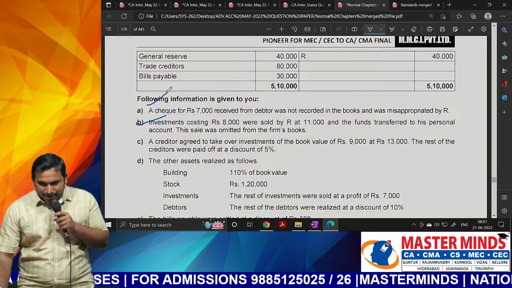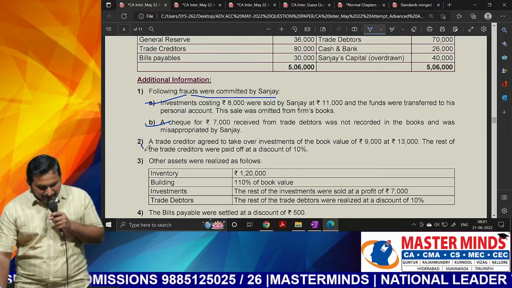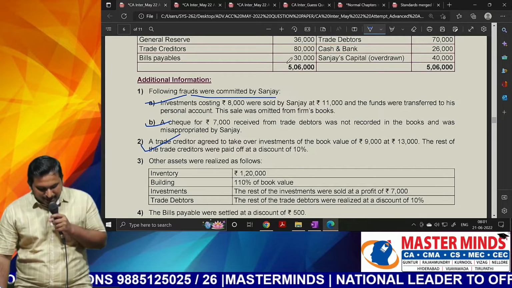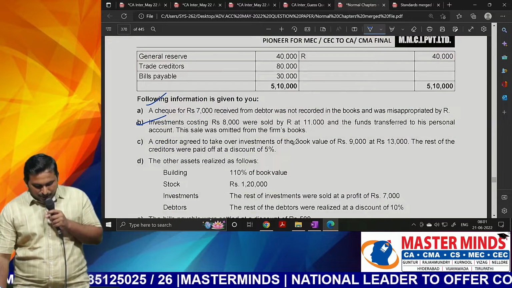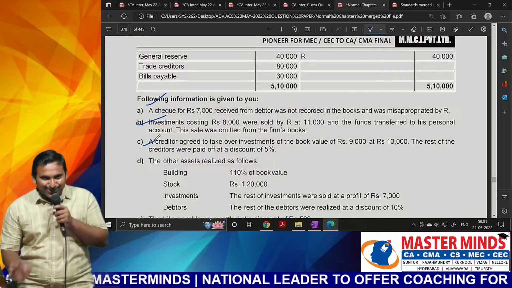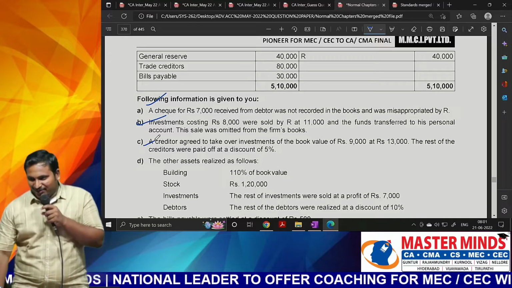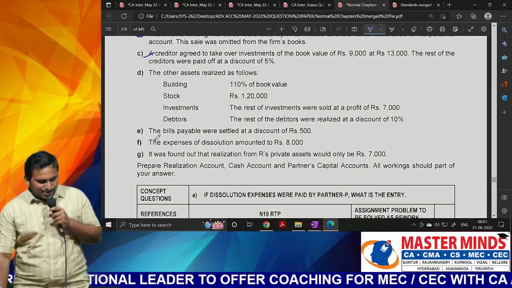Check for 7,000 not recorded and was misappropriated. Trade creditor agreed to take over investments 9,000 at 10,000 and offered a discount. You could observe the values also. They have not changed the values, sir. They have given the same values also. Maybe the next values are different only.